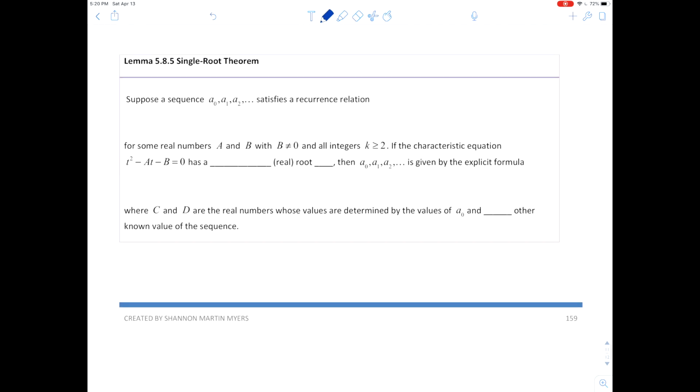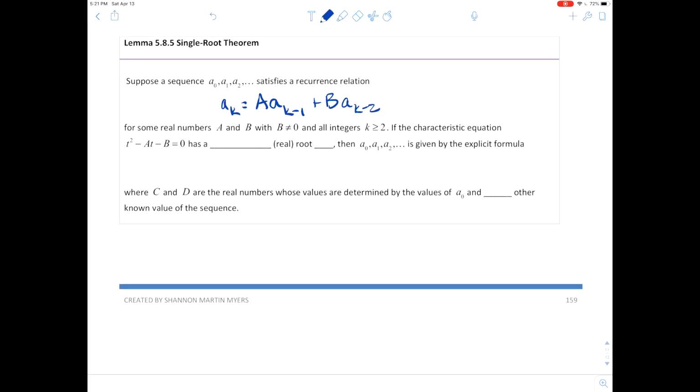So this brings us to the single root theorem. So if we have a sequence a0, a1, a2 that satisfies a recurrence relation, a sub k is equal to capital A times a sub k minus 1 plus capital B times a sub k minus 2 for some real numbers A and B, with B non-zero and all integers k greater than or equal to 2.